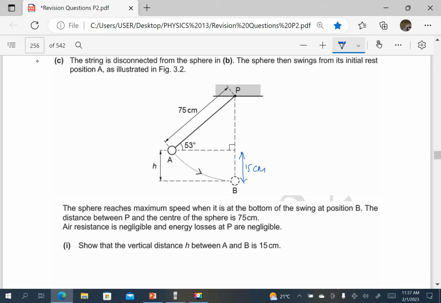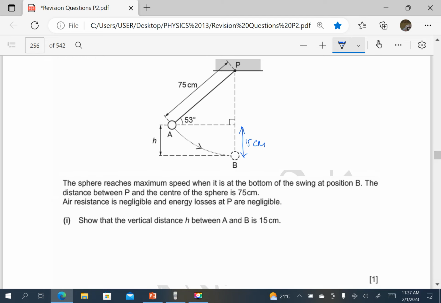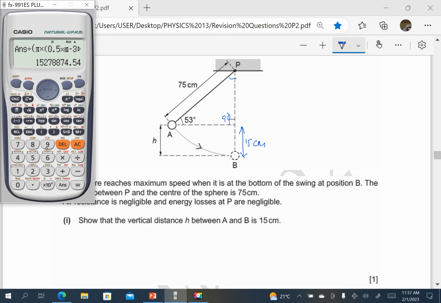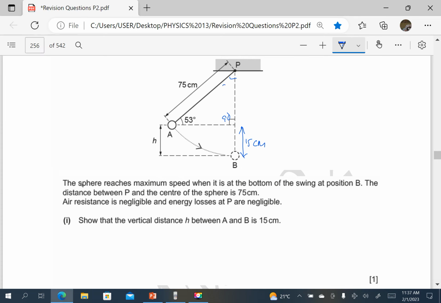But remember, P to B is still 75 because it is the same string which moved from A to B. So P to B is still 75. If this is 90 degrees, you can think about that angle. It could be 90 plus 53, and we subtract this from 180. That angle is 37 degrees.